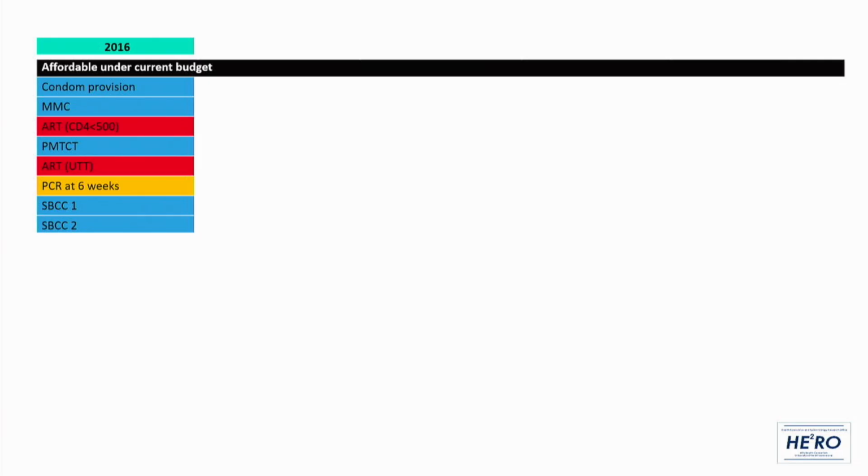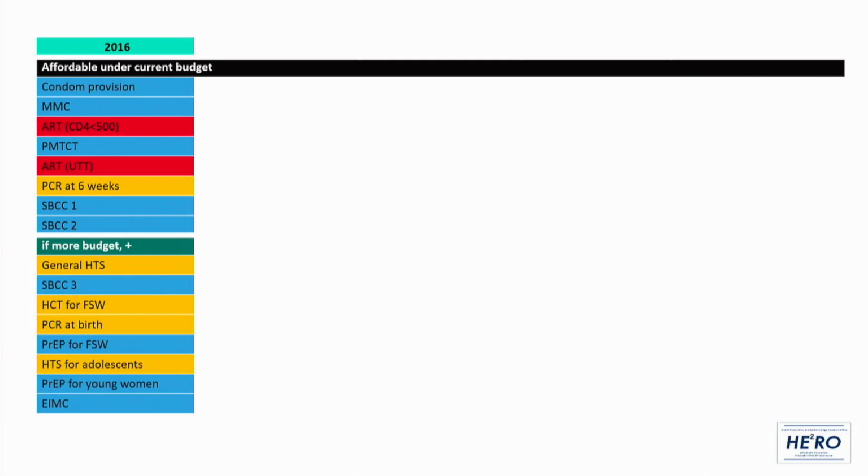When we first ran it in 2016, this was roughly the order of interventions under the budget envelope. Every single year we run it, condom provision is the most cost-effective, in fact, the only cost-saving intervention. Back then it was followed by increasing medical male circumcision, scaling up ART further, scaling up PMTCT, increasing PCR for infant testing, as well as a number of social and behavior change communication campaigns. And that was all that was affordable under the current budget.